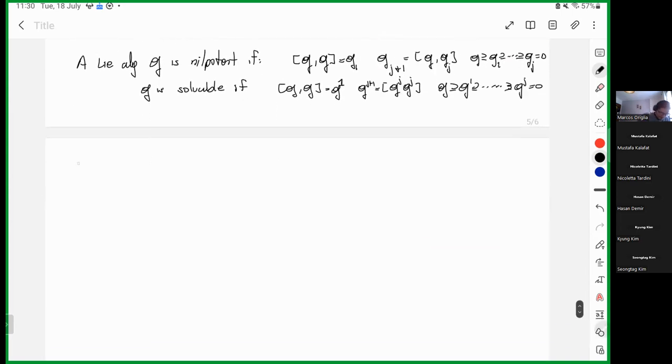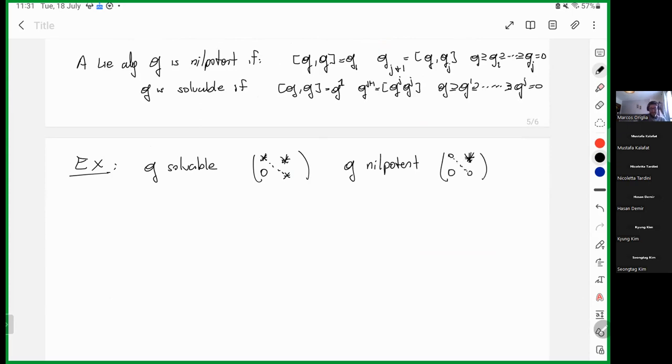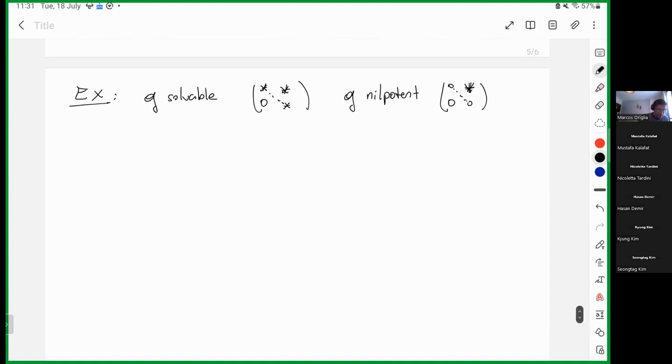So, examples. For solvable, you can think about matrices. Upper triangular matrices with something in the diagonal and zero below are solvable. And if you want nilpotent, just think about strict upper triangular matrices with zeros in the diagonal. And of course, the Lie bracket is just the commutator. Okay, that was just a comment about solvable and nilpotent.